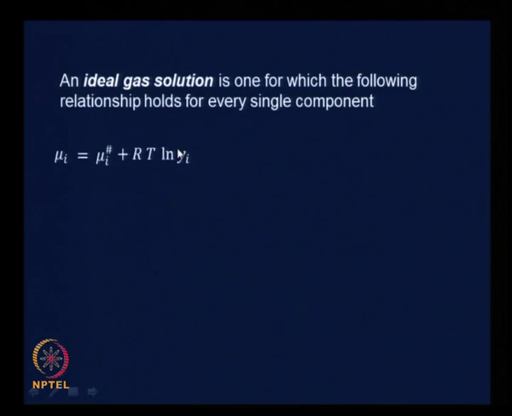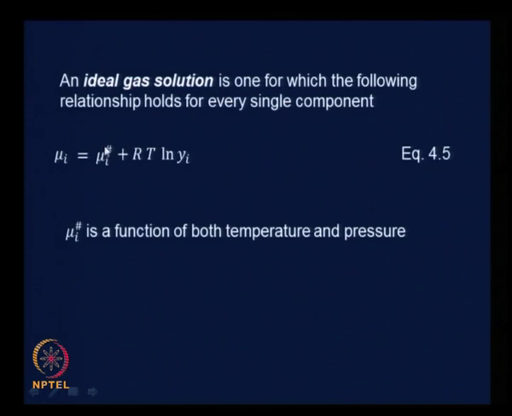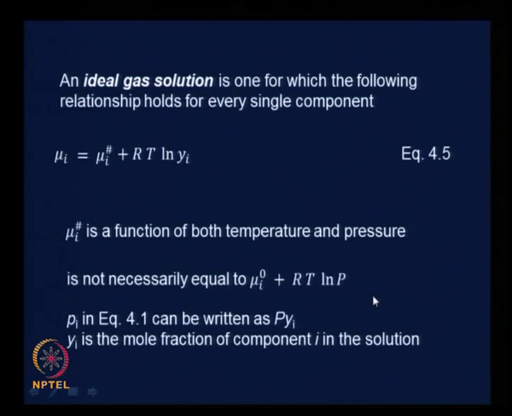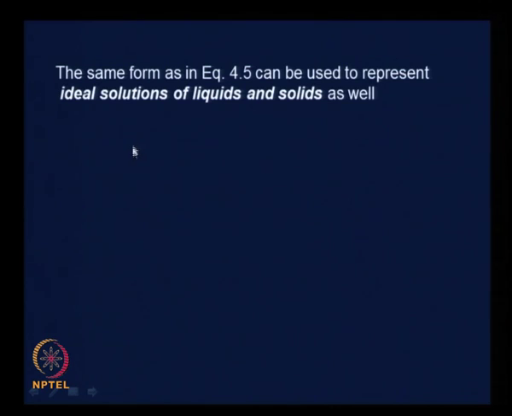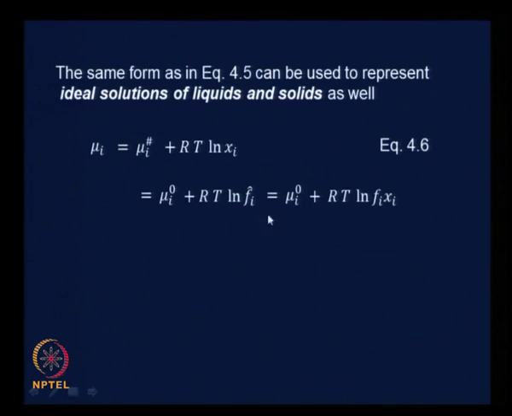So, an ideal gas solution is one for which the following relationship holds for every single component: mu_i equals a certain mu_i hash plus RT ln y_i. y_i is the mole fraction of the component in the ideal gas solution. Mu_i hash is a function of both the temperature and pressure, but not necessarily equal to mu_i naught plus RT ln P, and the ideal solution of liquids and solids can also be expressed in the same way: mu_i equals mu_i hash plus RT ln x_i, where x_i is the mole fraction of the component i in the ideal solution of a liquid or a solid. The equivalent expressions in terms of the fugacity coefficients were also given.